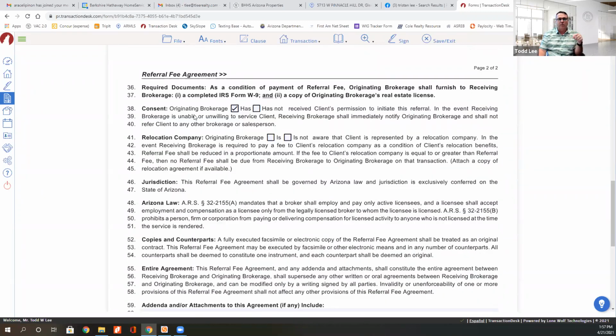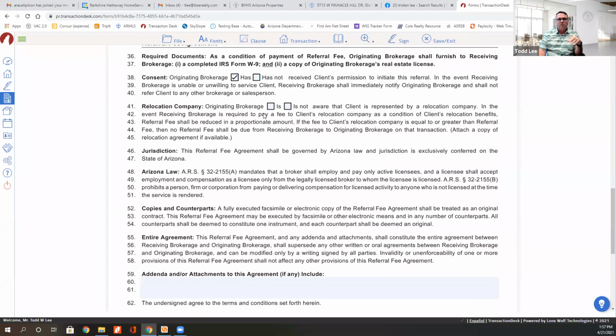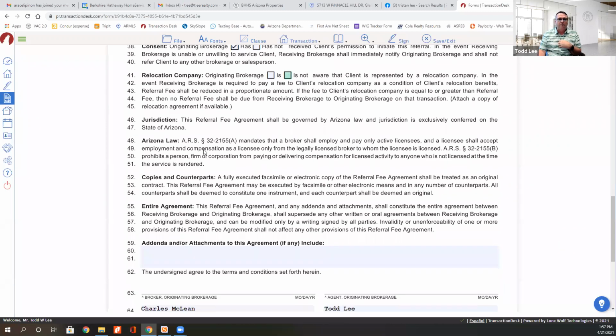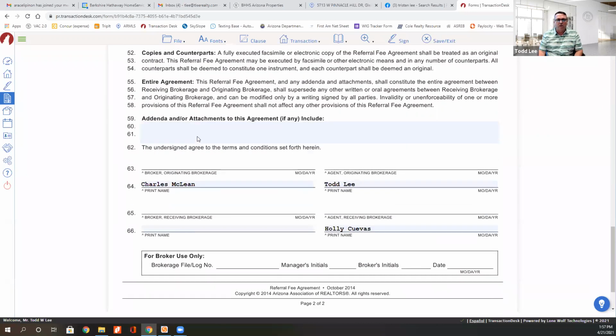With the consent of the originating broker, has received the client's permission to initiate this referral or has not. If it's a relocation company, you can say either is or is not aware that it's a relocation company. I should have checked that box. I actually did when I signed it, but I should have checked that box because it's not part of a relocation package as far as I know. So it just goes through the rest of the information there.